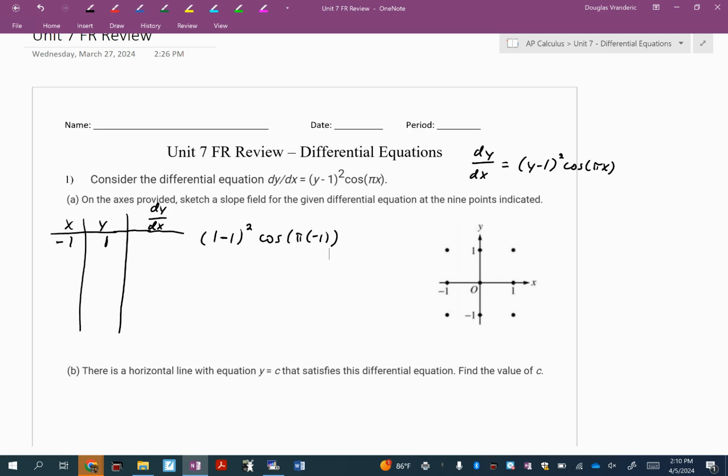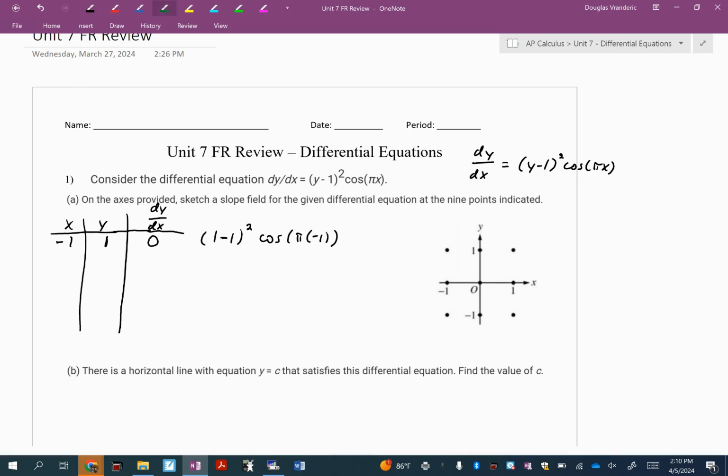You guys practiced this already, right? We did this with the slope field activity, besides the cheating going on. Super fun there. But ultimately, the Delta Math links you've been doing, you've been practicing this, hopefully, for the last week or so. Now, what happens here when you do it? You get 0. So do I even care what happens with this cosine of whatever? No, because 0 times that is going to be 0.